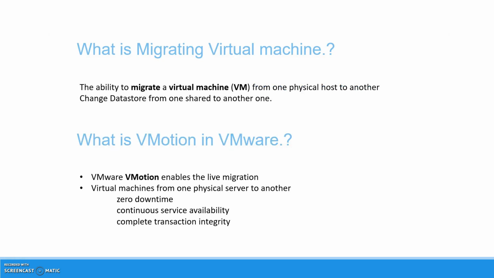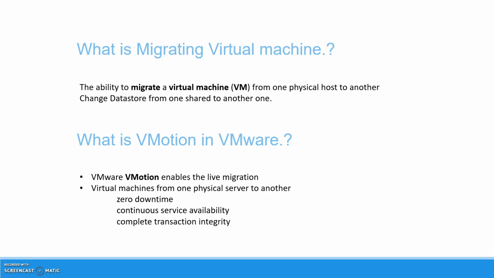So what is the migration? Migration means a virtual machine can move from one physical host to another physical host, and we can also move a file of that virtual machine from one database to another database, which is shared between two hosts. So in the migration, we need at least two hosts. So we are able to migrate our machine from one place to another place.